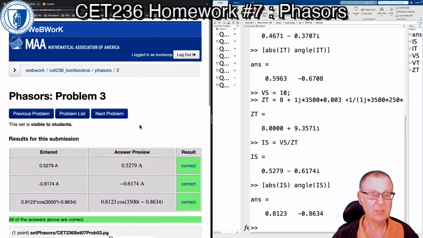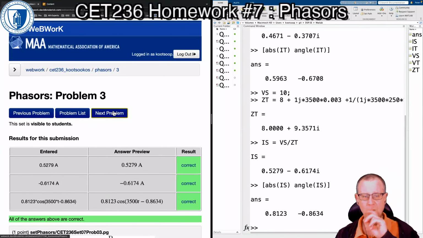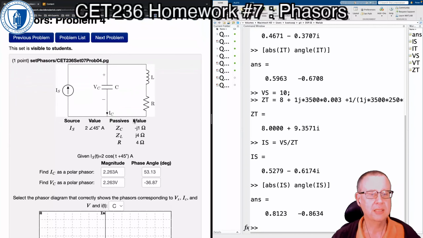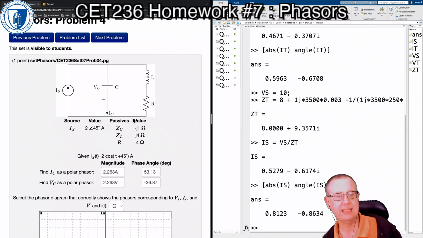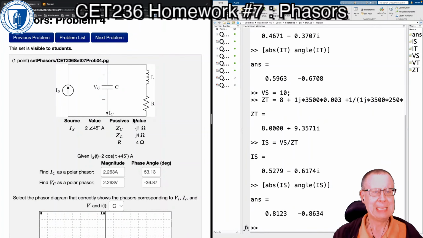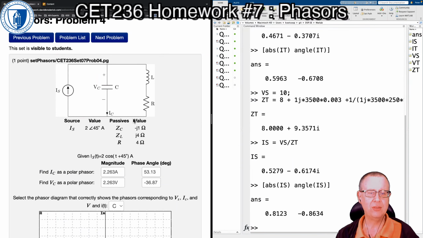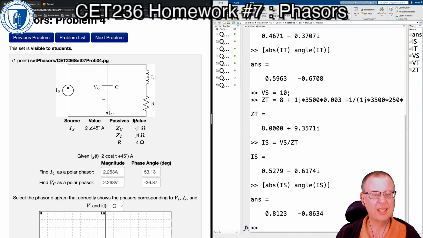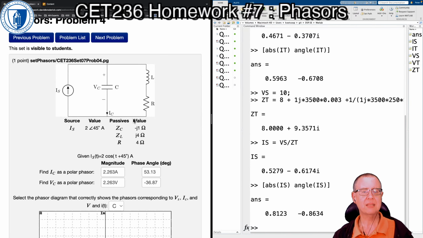So let's go to the next one, problem 4. Problem 4, what do we got here? We have a current source at 45 degrees, magnitude 2, and we already know the ZC, ZL, and R because we're just given it directly, so that's all right.